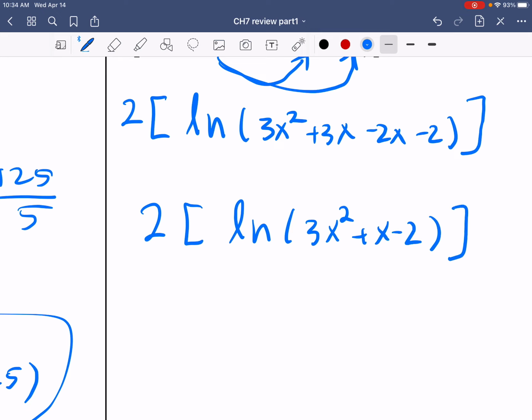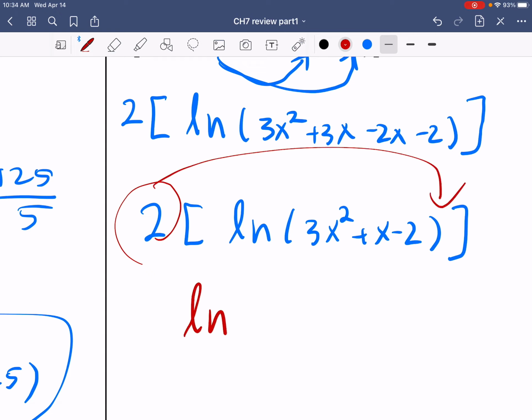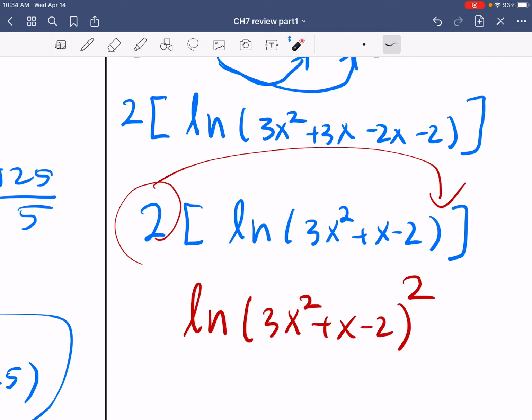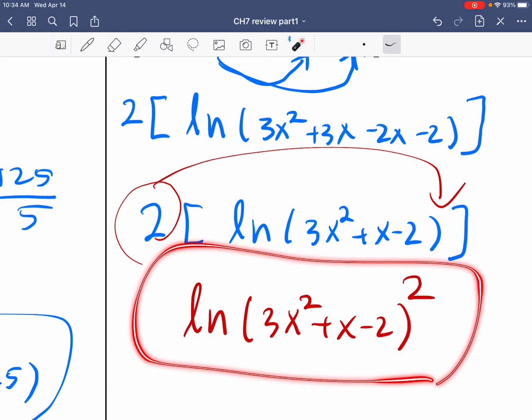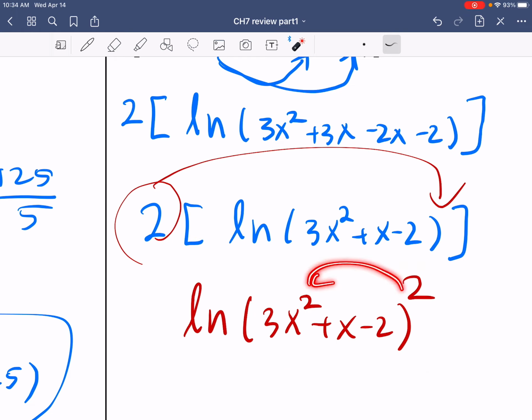Like that. Okay? Now, this one, as I said, if it is outside of here, you can just put it up here. So it's going to be natural log of 3x squared plus x minus 2, squared. And you don't want to do this part, so you can just leave it like that, right? Because you cannot distribute because there's a plus and minus sign here.